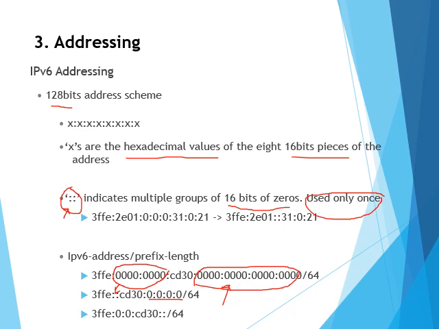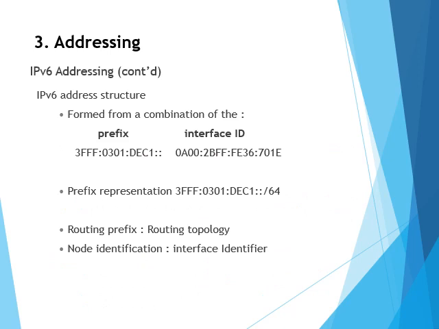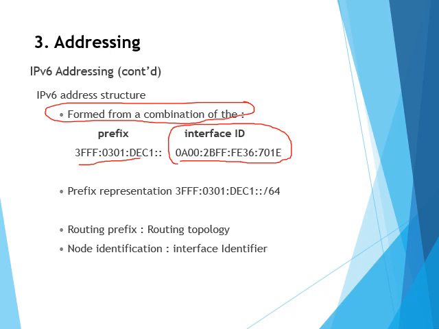Okay, the IP address is represented like this. The IP version 6 address, and the prefix length over here, slash and the prefix length. The IP address structure is formed from a combination of the prefix and interface ID. This is the prefix, this is the interface ID, or the MAC address. It will be combined with the MAC address.